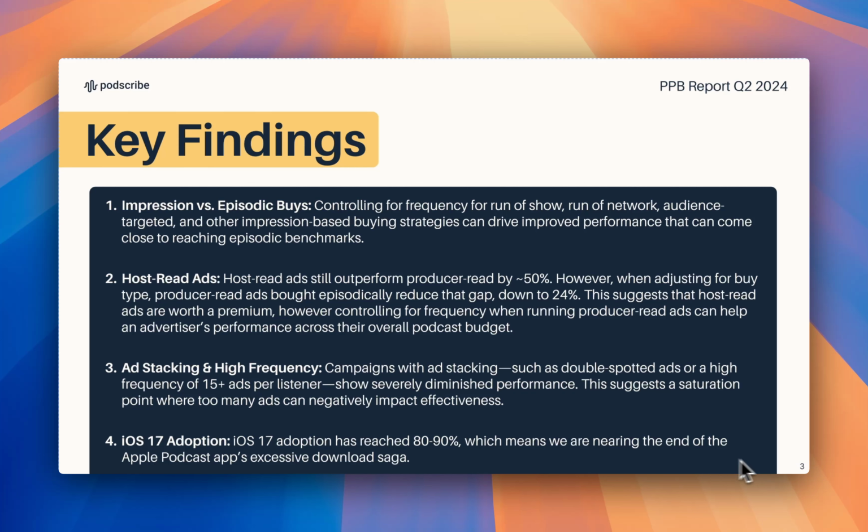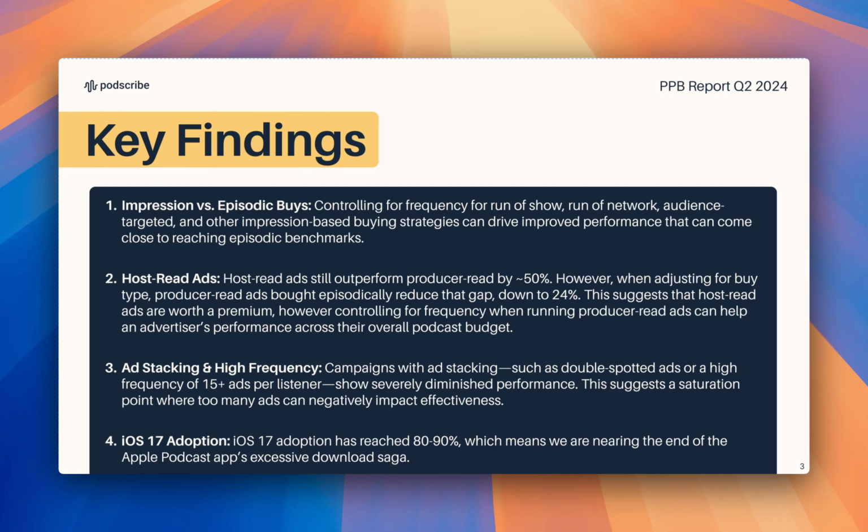The second key finding is the difference in performance between host-read ads and producer or network-read ads. As we would all expect, we typically see host-read ads performing much better than network-read or producer-read ads, by about 50%. But when we look at how this is being bought, we can see where producer-read ads can perform at a similar level to host-read ads. We'll dive in on exactly how we do that.